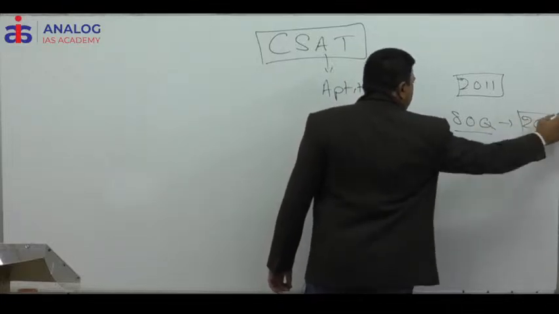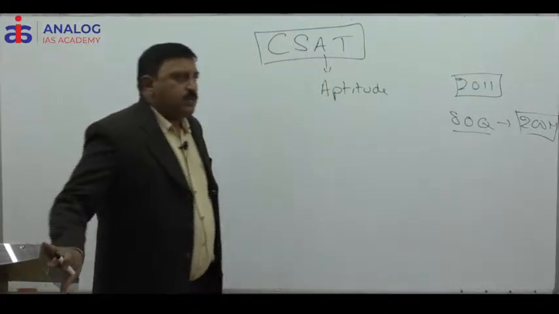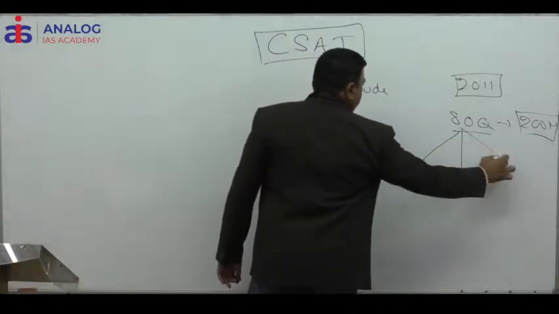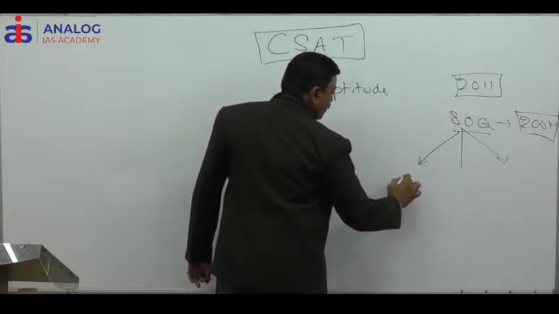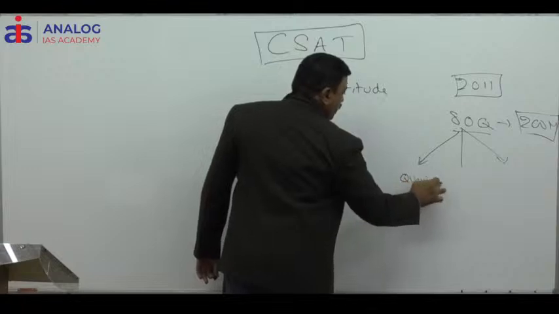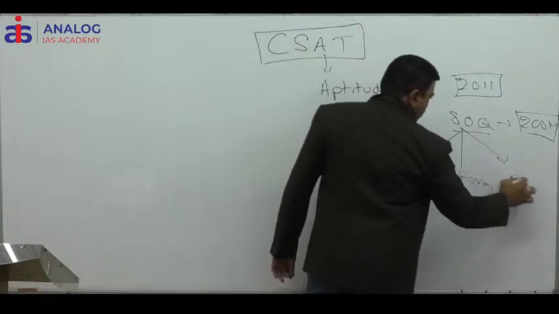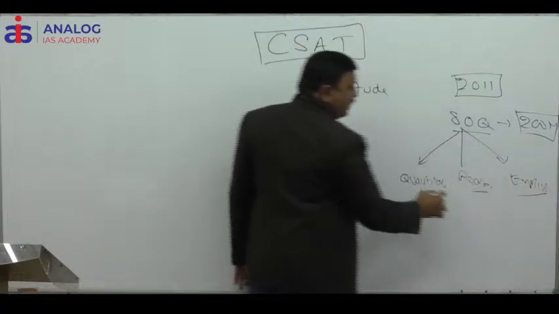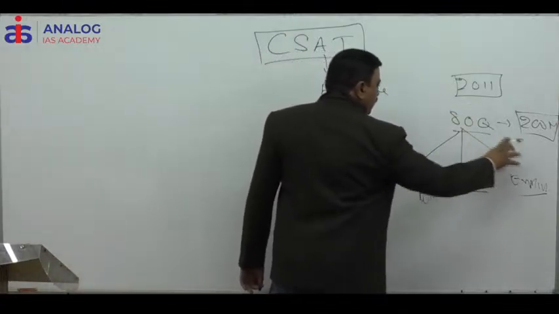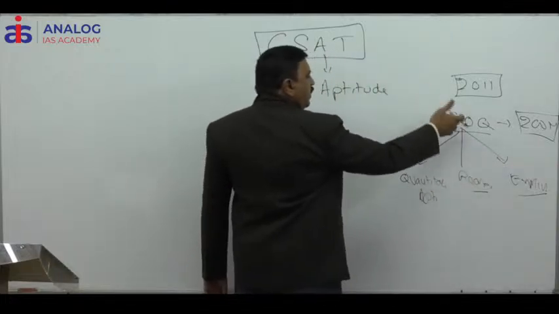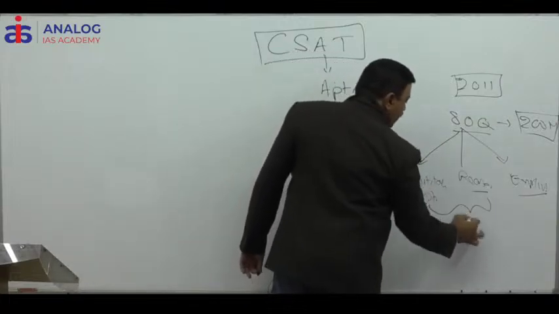What do the marks matter? It doesn't matter first of all. Now in the 80 questions, you'll have all the three: quantitative aptitude, reasoning, then English, right? All are actually given equal weightage. So of 80, one third from here, one third here, one third there. Quantitative aptitude, reasoning, then English. One third of 81 is 27, right? So these sections are given equal weightage.